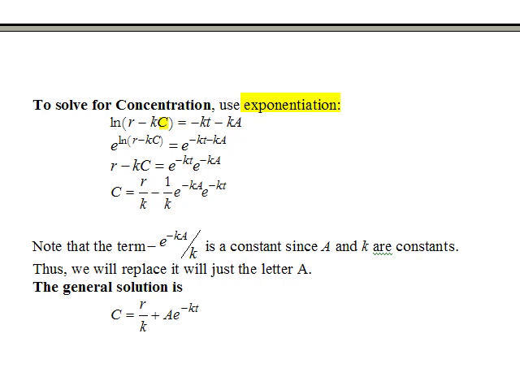Actually, let's rearrange and isolate C at this time. So the concentration in the blood equals the rate of injection R minus 1 over K e to the minus Ka e to the minus Kt. This whole term here is one big constant. Because A and K are constants, we'll replace all of that with just the letter A.